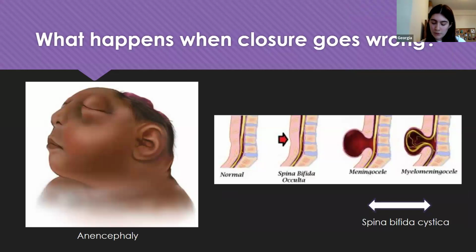If the top neuropore fails to close, you get a condition called anencephaly, in which the baby lacks part of the brain and skull. And sadly, babies with this condition will often pass away within a few hours to days after birth. If the bottom neuropore fails to close, then you can get a condition called spina bifida.